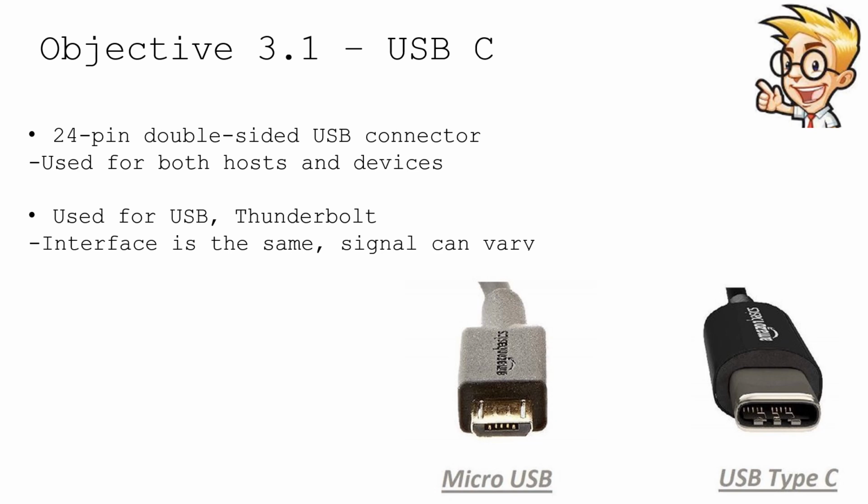We were talking earlier about USB Type-C. Take a look at these two connectors. They are very similar. This USB connector is double-sided, so there's no top, there's no bottom. You can plug it into either orientation, it doesn't matter, which is not the same for micro USB.